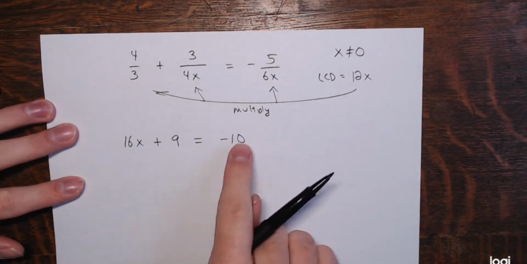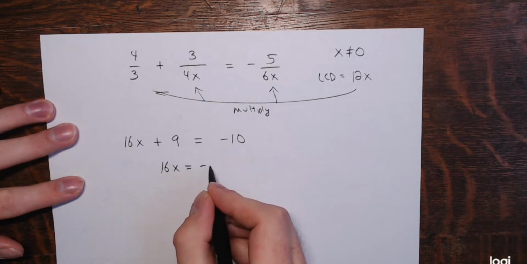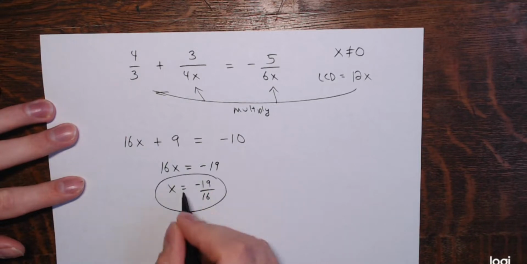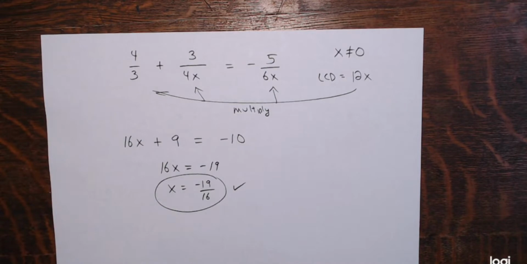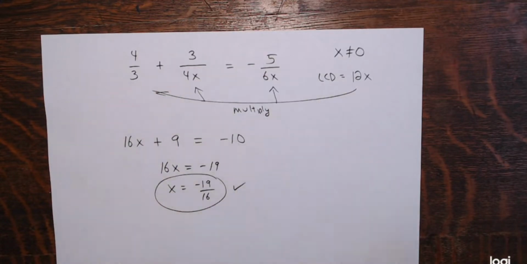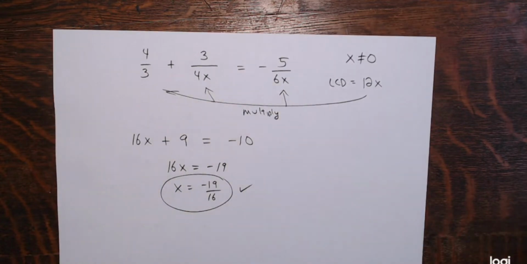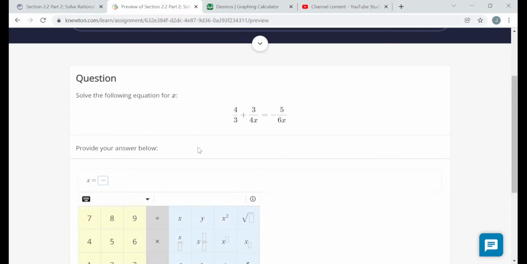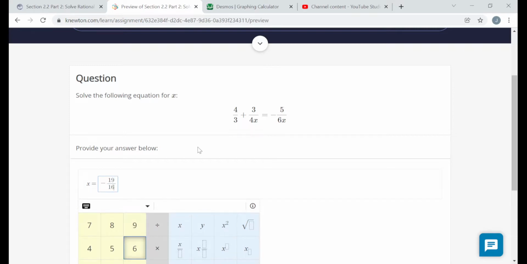Subtract 9, you get 16x equals negative 19, divide by 16, x equals negative 19/16, which has no common factor in the numerator and denominator, so that's good. That's as simple as that fraction gets, and just make sure that that's not 0, which it isn't. And you can check it again. This one wouldn't be that hard to check by hand, to make sure that's an actually valid solution, but it should be. So I feel like I did everything correctly. x equals negative 19/16.